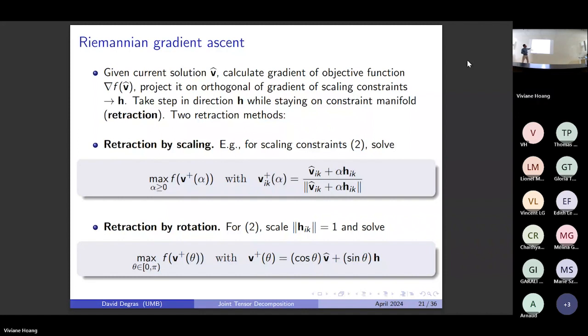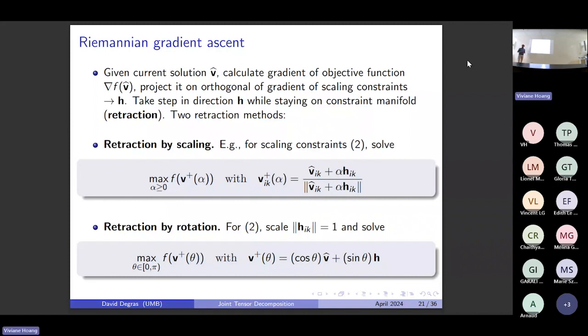And so to do that, we can project our gradient on the orthogonal of the gradient of the scaling constraints, and that will make sure that we satisfy approximately the scaling constraints. So I call this direction H. And so that will give me the direction in which I will take my step.